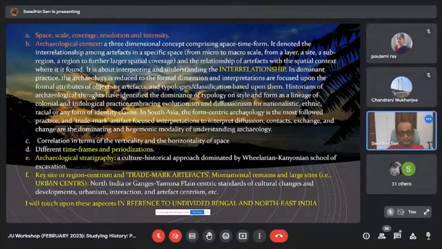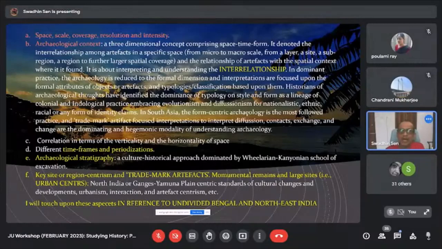And the second important aspect of archaeology is the archaeological context. It is very different from the normal notion of context or contextualization that we talk about. Archaeological context here is a three-dimensional concept where we talk about space, form, and time. And it is mostly about interrelationship: the interrelationship among objects or material culture with the other material cultures or objects associated with it, and with the space where we are finding those material cultures. So space here is also not an empty one. Space here is also the landscape.